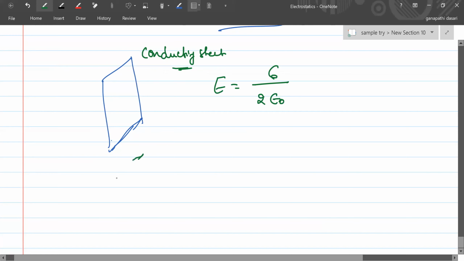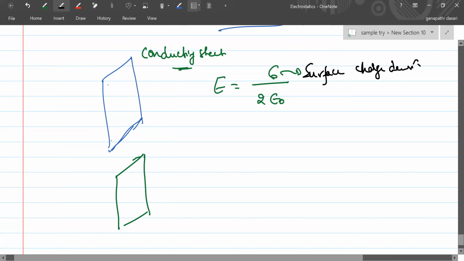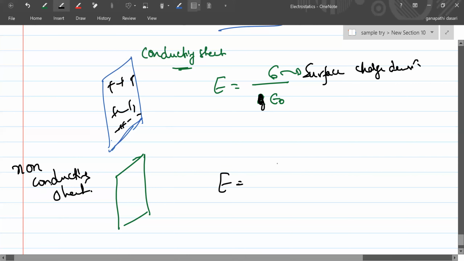For a non-conducting sheet, sigma is the surface charge density. For a conducting sheet it is sigma by epsilon naught. For a non-conducting sheet it is sigma by 2 epsilon naught.